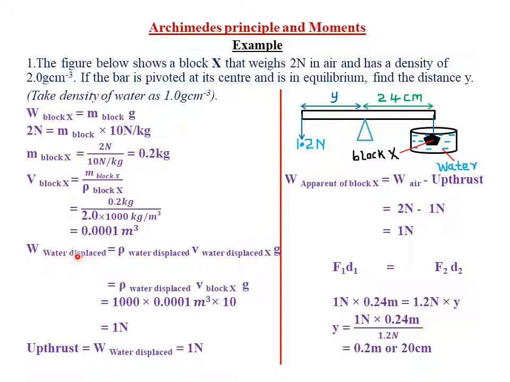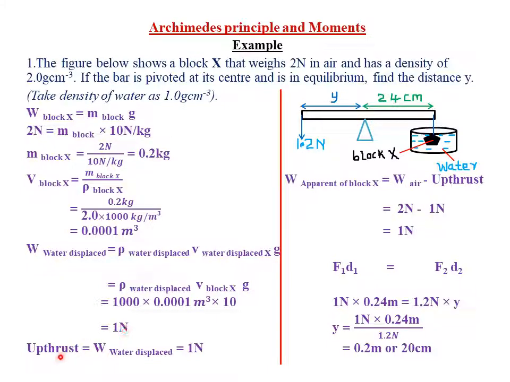Therefore, the weight of the water displaced will be equal to the density of water displaced times the volume of the block multiplied by gravity. The density of fresh water is usually 1 gram per cubic centimeter, which is equivalent to 1000 kilogram per cubic meter, which is the SI unit for density. Then the volume of the block, you have already computed as 0.001 cubic meter. Then gravity is 10 Newton per kilogram. So 1000 times 0.001 multiplied by 10, you will obtain the weight of the water displaced as being 1 Newton.